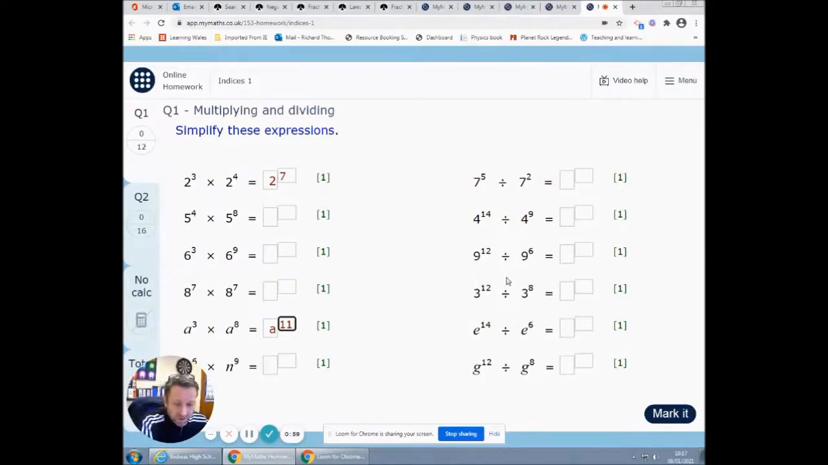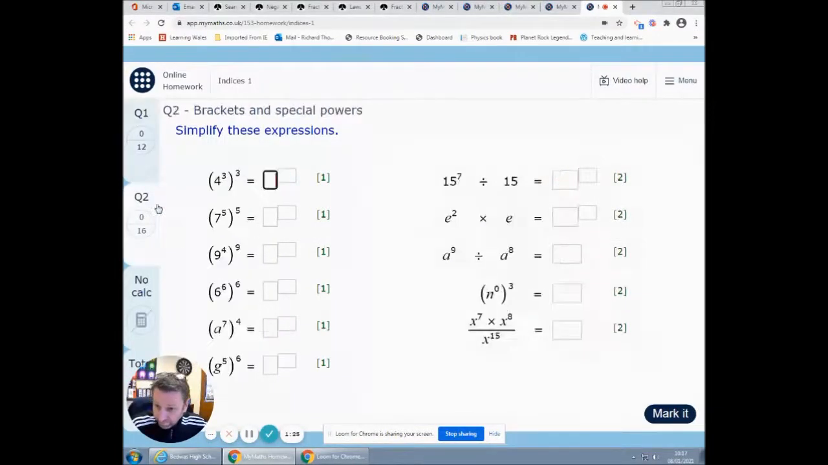Over here, the divides, here you subtract the powers. So 7 to the 5 divided by 7 to the 2 would be 7 cubed, or 7 to the 3, because 5 take away 2 is 3. Let's do a letter one. Let's do this one. The base is the letter G, and it's the power of 12 divided by the power of 8. You subtract them, and you would get G to the power 4. Right, so that's no problems. I'm not going to do all of them.